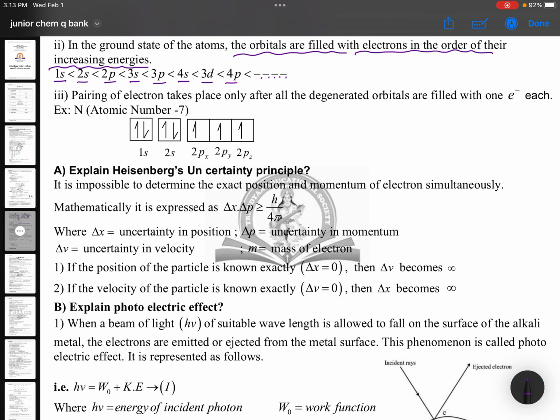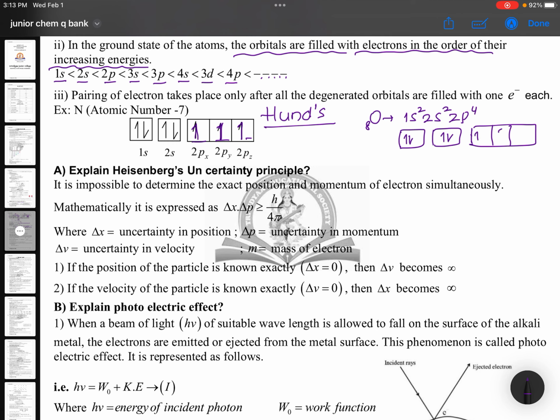Pairing of electron takes place only after all the degenerated orbitals are filled with 1 electron each, is Hund's rule. You can see here, when 3 electrons are here, the electrons are coming 1, second, third. Pairing is not done. If oxygen is there, if you want to take one more example, you can take oxygen 1s2, 2s2, 2p4. 1s2 means 2 electrons, 2s2 means 2 electrons, 2p4 means there are 3 orbitals, 1 electron, second electron, third electron, fourth electron will come now. Pairing will take place only after all the degenerated orbitals are filled with 1 electron each.